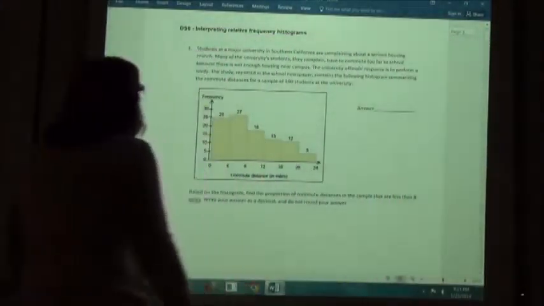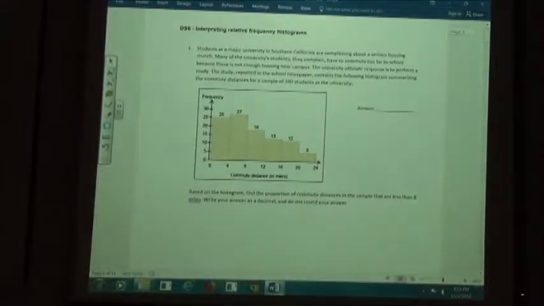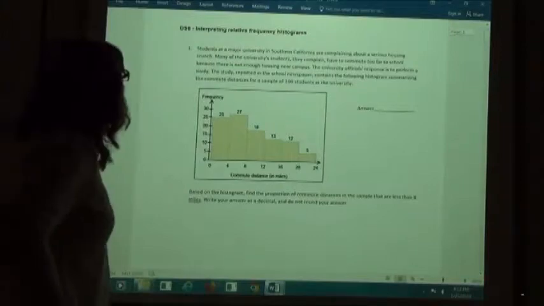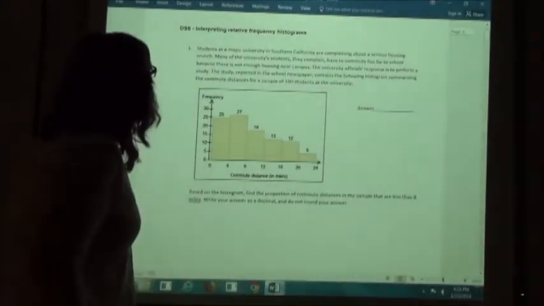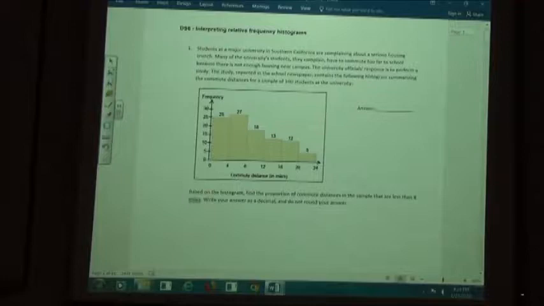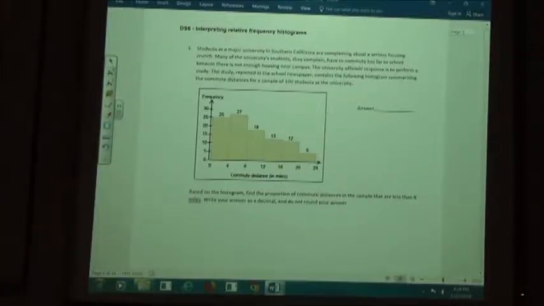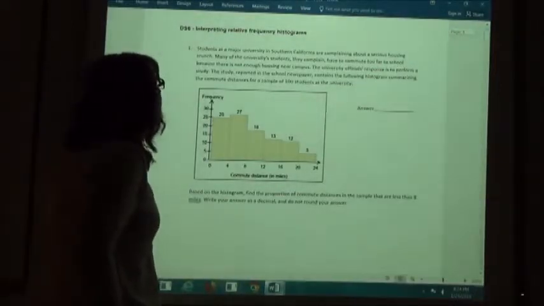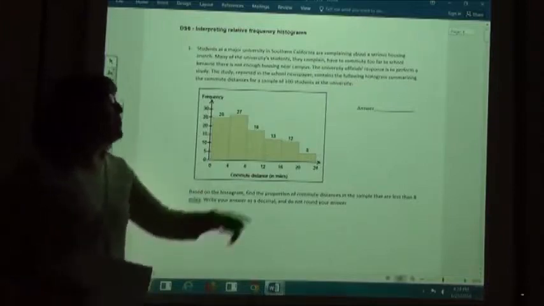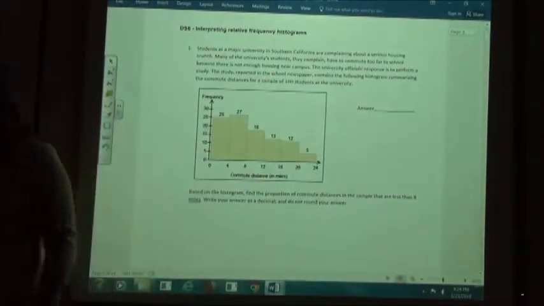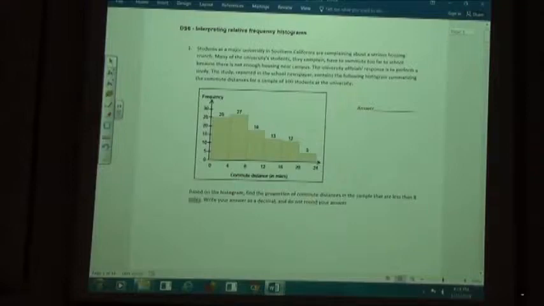So it says students at a major university in Southern California are complaining about a serious housing crunch. Many of the university students, it should say, have to commute too far to school because there's not enough housing near campus. The university's official response is to perform a study. The study reported in the school newspaper contains the following histograms summarizing the commute distances for a sample of 100 students. They were really nice and used 100 because it's easier to calculate my percent that way.